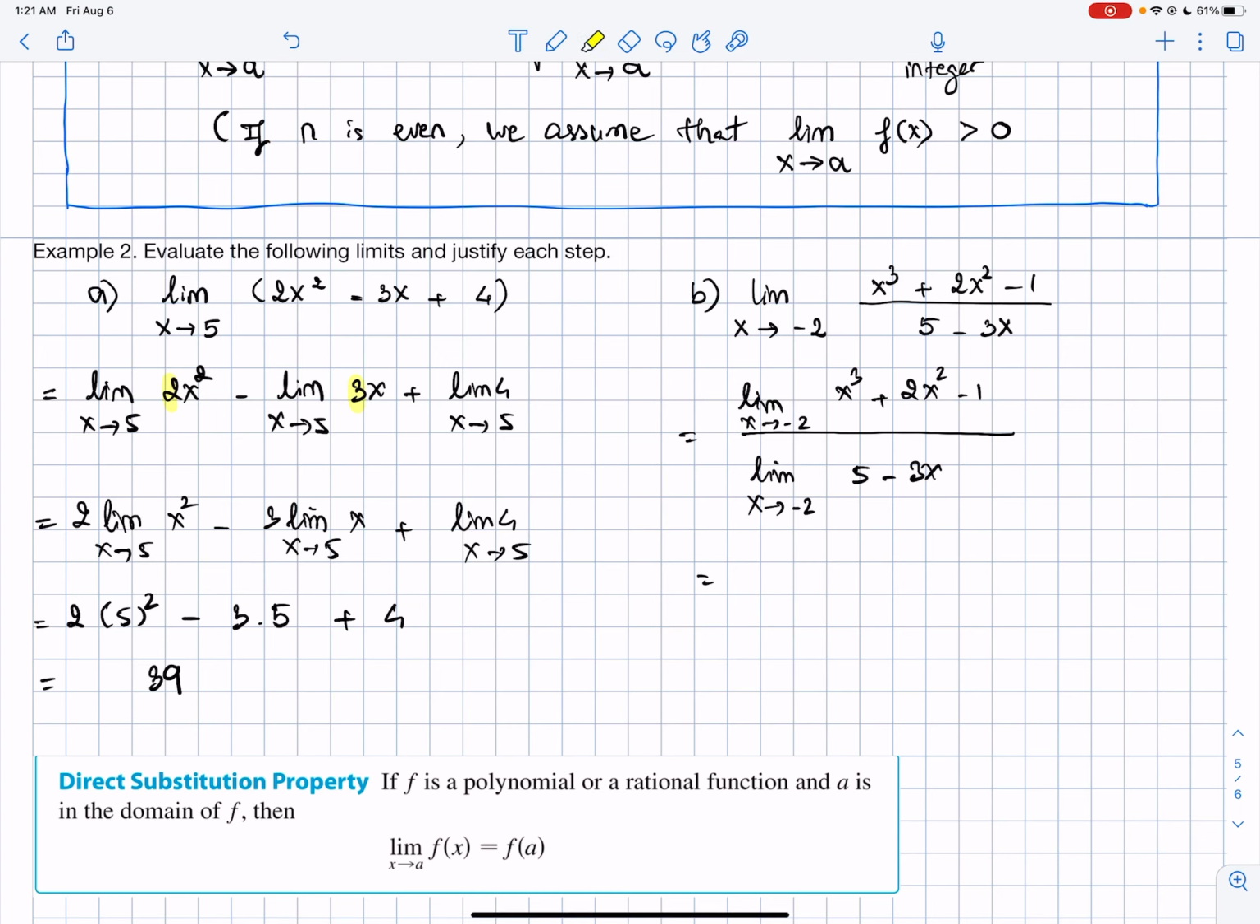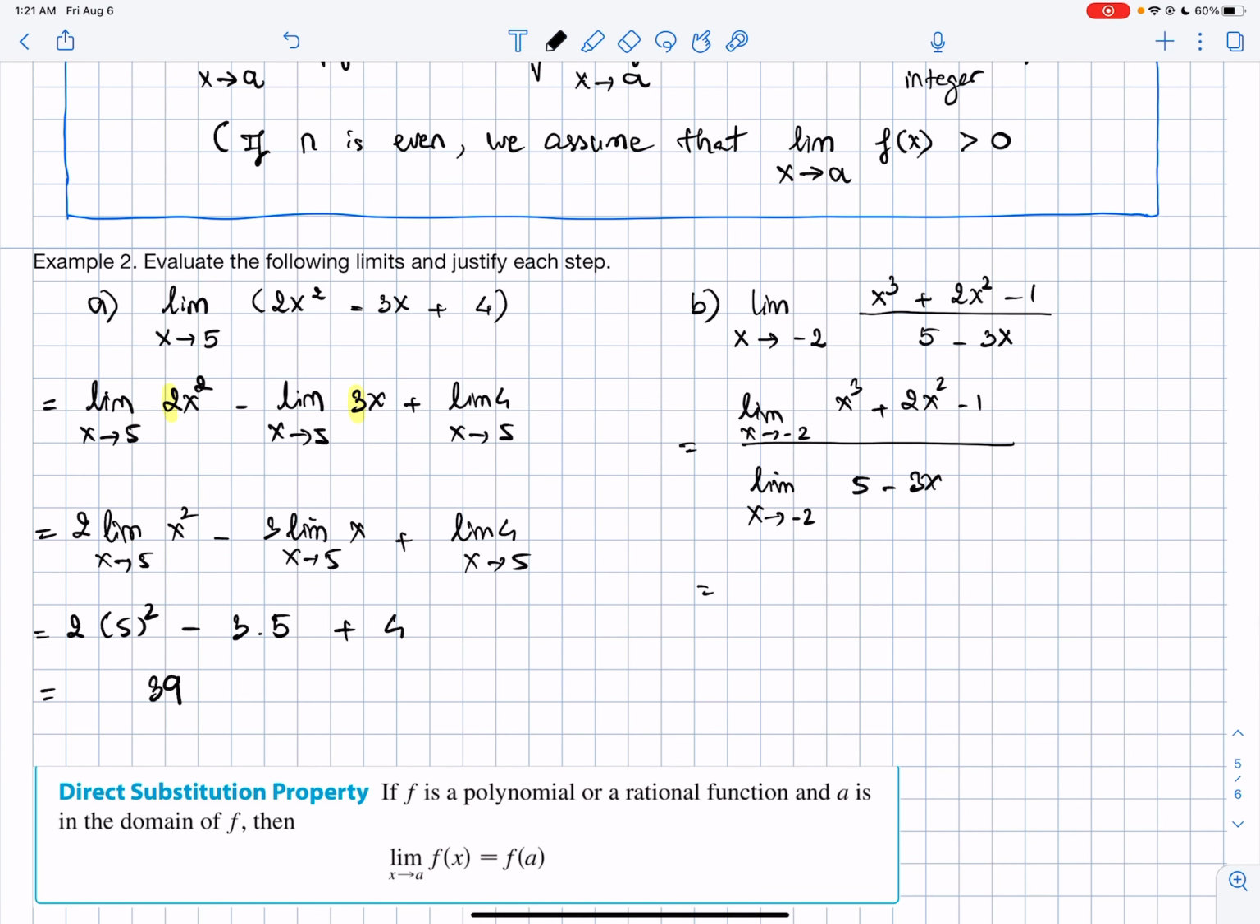And if you just look at the top, this is very similar to example A. The bottom is also similar to example A. So we just go ahead and plug in the negative 2. We don't have to separate them or show step by step because we already did that in example A. So we just simply plug in the negative 2 into the function. And simplify this expression, we will get 1 over negative 11.